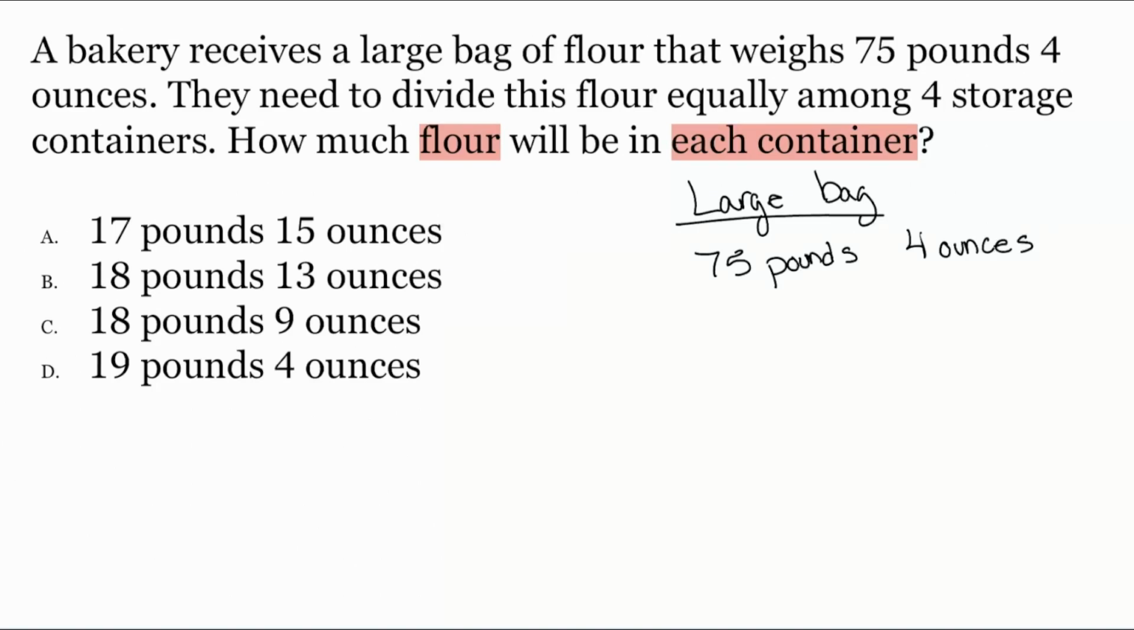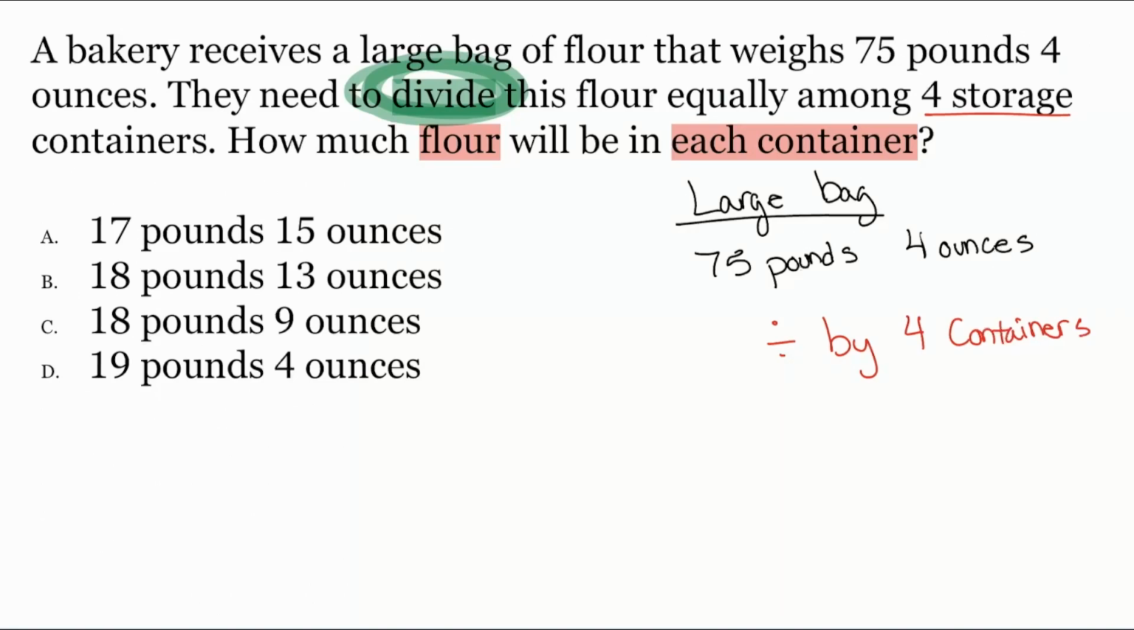Okay, but really, don't worry about the numbers. Worry about what the numbers mean. So we have this bag that is, again, some number of pounds and ounces, whatever. But then it says they need to divide this flour equally among 4 storage containers. Everybody, what's the biggest word here that I should highlight? Yeah, exactly. It tells you exactly what math you need to do. It tells us divide right there. And so because of that, we need to divide this by 4 containers. Perfect.